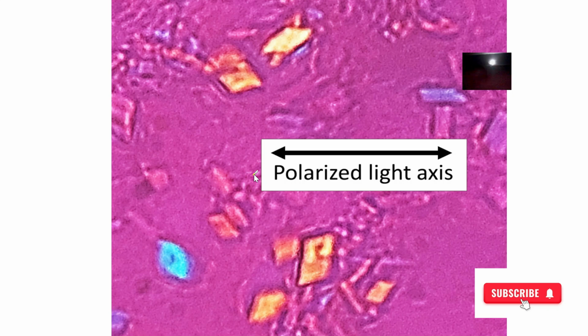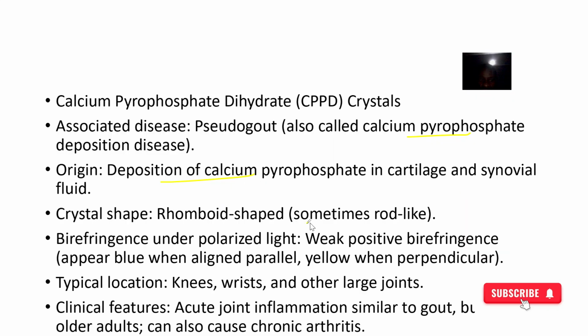See the rhomboid shapes that we're talking about. This is high-power microscopy. So the crystal shape is rhomboid. For birefringence under polarized light, it has a weak positive birefringence. It appears blue when aligned parallel and yellow when perpendicular.